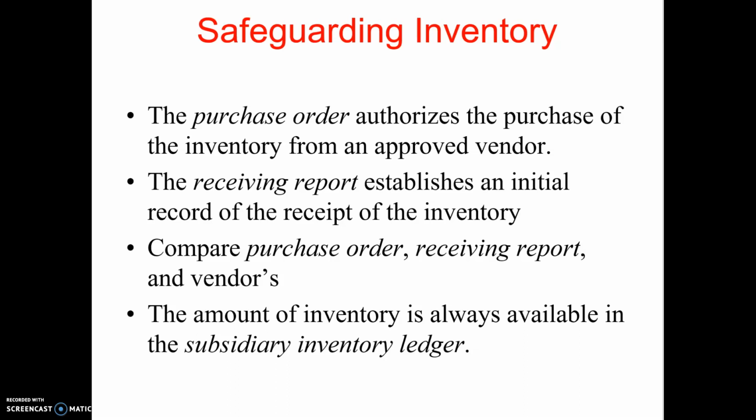And then accounting should get the purchase order that says what we were authorized to purchase. They should get the receiving report that says what we actually got. And then they get the vendor's invoice to see what we're being charged for. And they need to make sure that the receiving report, the purchase order, and the invoice all agree.